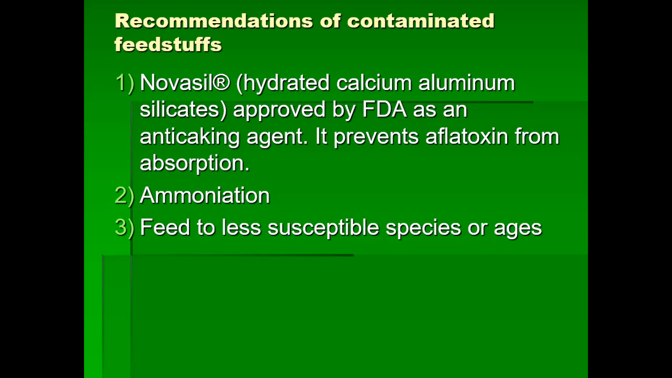Ammoniation is another option because it breaks down the aflatoxin structure. The downside is that it turns corn brown, but if it is going to be used for animal consumption, it's a perfectly viable option. And as we saw, there is a big difference in toxicity between species and ages, so we can use contaminated feed for less susceptible species or ages, or maybe dilute it with clean feed if you have that option.